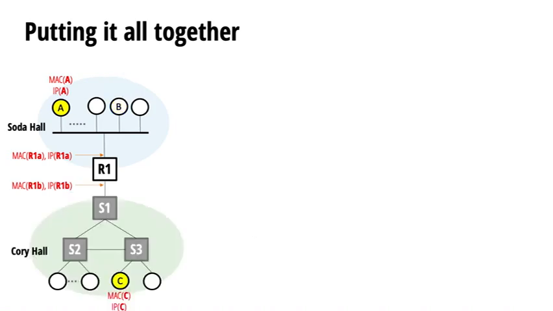Let's say Corey Hall has a switched Ethernet network. Okay, but it's still L2. These are now a bunch of Ethernet switches, S1, S2, S3. It's the same notation that Murphy was using. And S1 is connected to router 1. And so because of that, router 1 has yet another MAC address and IP address associated with that interface. And now we say that host A wants to send a packet to host C.